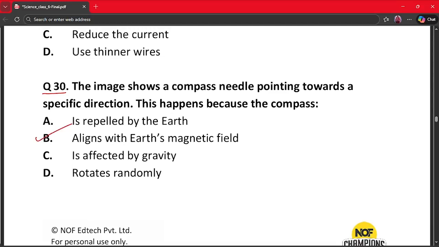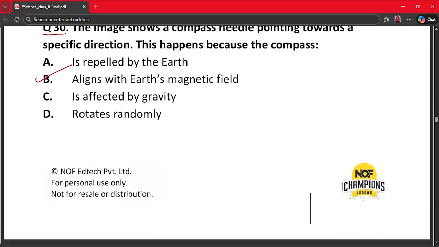So earth behaves like a magnet and the compass aligns with earth's magnetic field. This shows north to south direction and gravity has no role here. Thus option B is the correct answer.